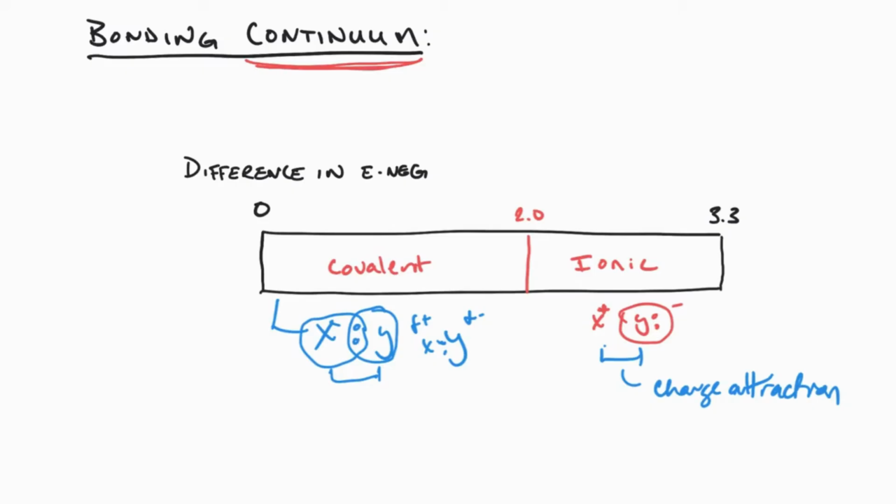Okay, so that being said, let's take a look at the differences in compounds that exist between a substance that is held together via ionic bonds versus covalent bonds.